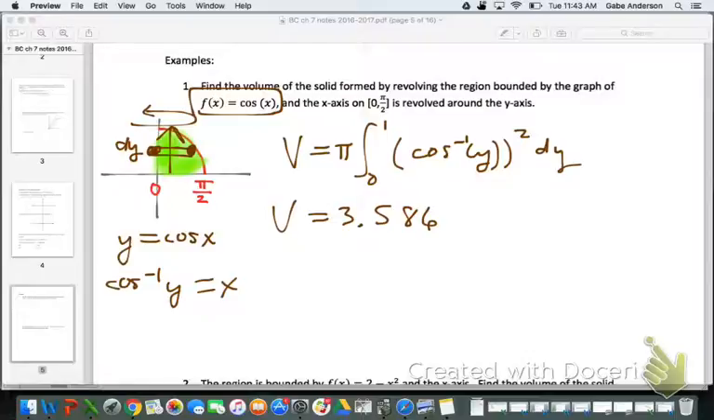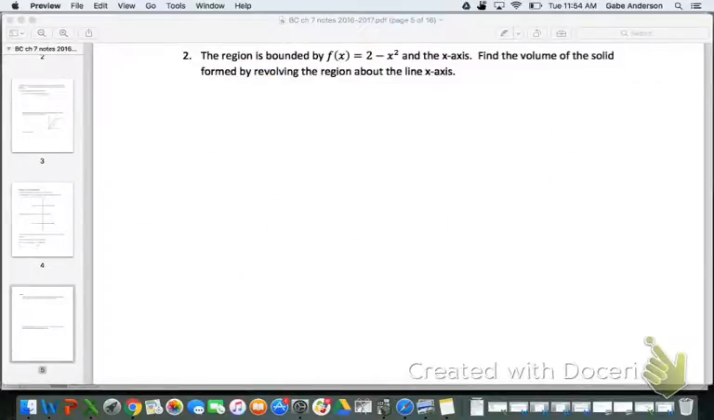Why don't you guys move on to number 2. What I think we ought to do is graph this again and then use the Play-Doh to try to visualize what the final shape would look like. I'll go ahead and draw a graph up here. It says the region is bounded by f of x equals 2 minus x squared and the x-axis. Find the volume of the solid formed by revolving that region about the x-axis. I don't know where that line came from. I think that must be a typo left over from some other question. So we'll just scratch that out.